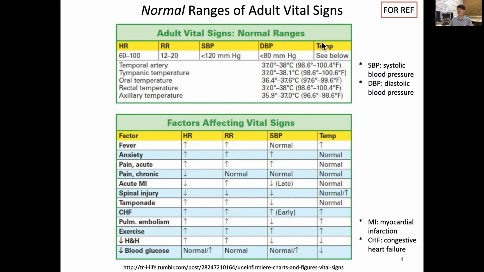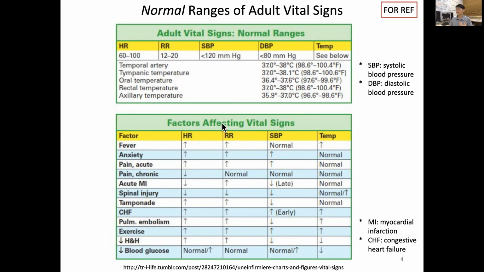And temperature depends on where we measure the temperature. For example, temporal artery has this range, and tympanic temperature, which is inside the ear through the tympanic membrane, has this range. And oral temperature, rectal temperature, and axillary temperature have normal ranges that are slightly different.